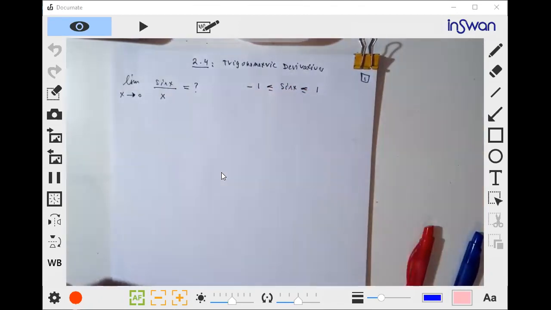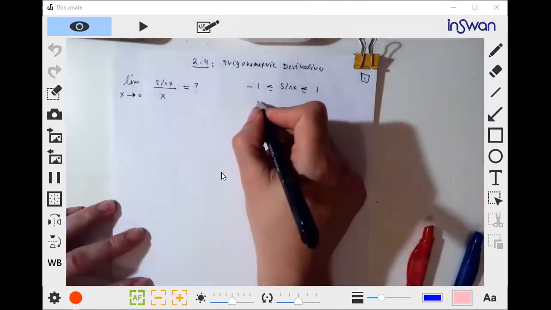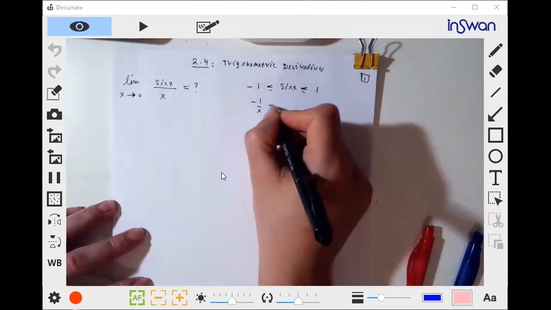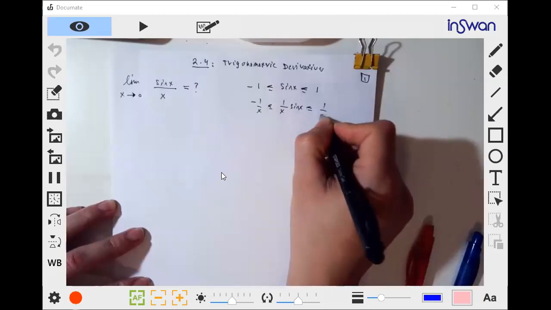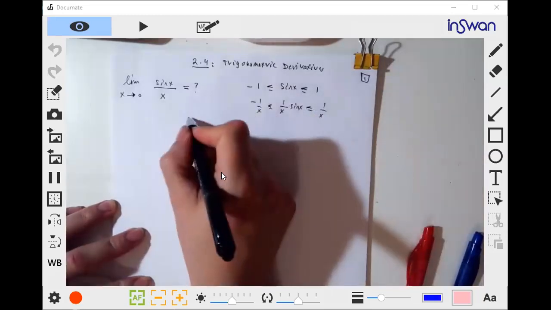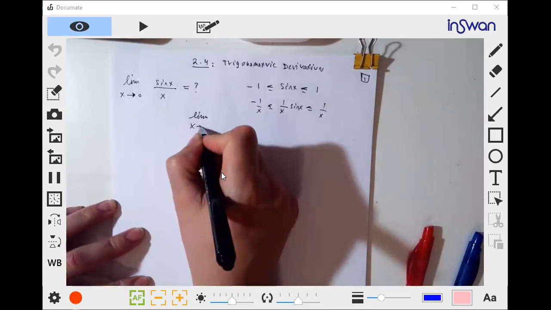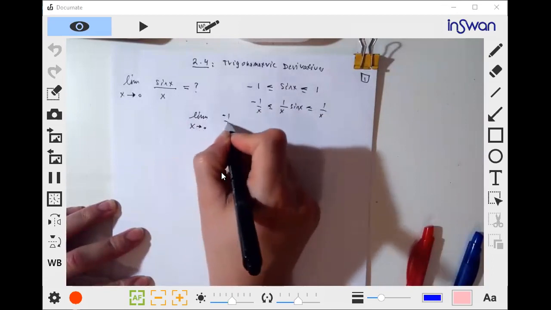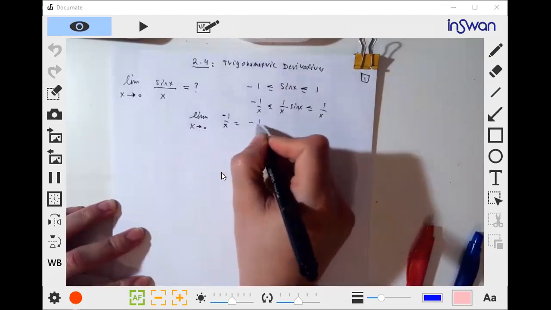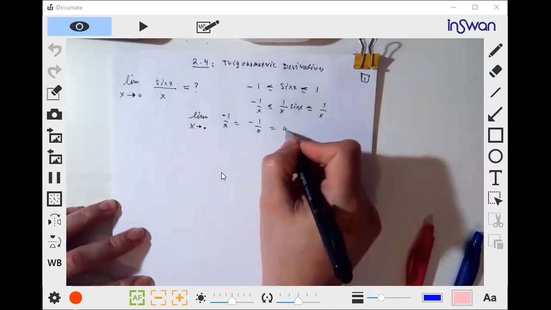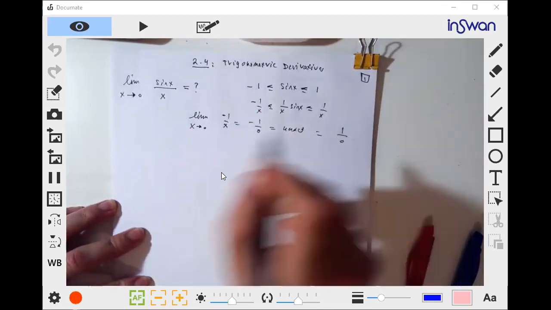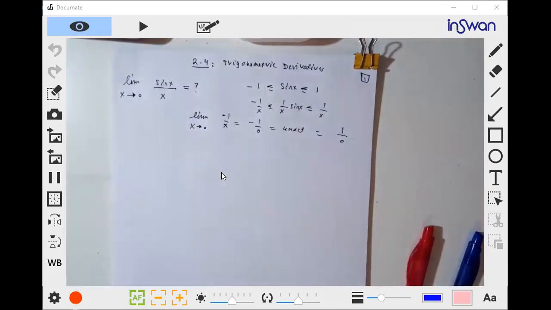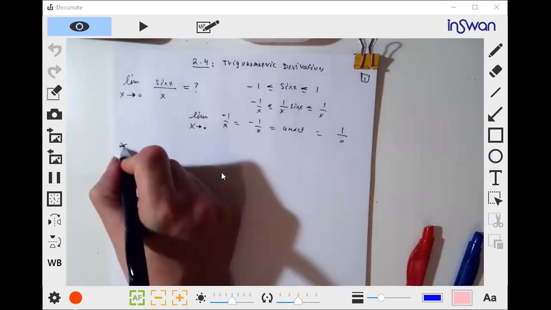Now, we could try to use the squeeze theorem like usual and say the sine of x is in the range -1 to 1, multiply both sides by 1 over x, and then try to use the squeeze theorem. But the limit as x approaches 0 of -1 over x is -1 over 0, which is undefined. It's the same thing for positive 1 over 0. They're both undefined. So the squeeze theorem doesn't work when we try it like this. We're going to have to get more clever.